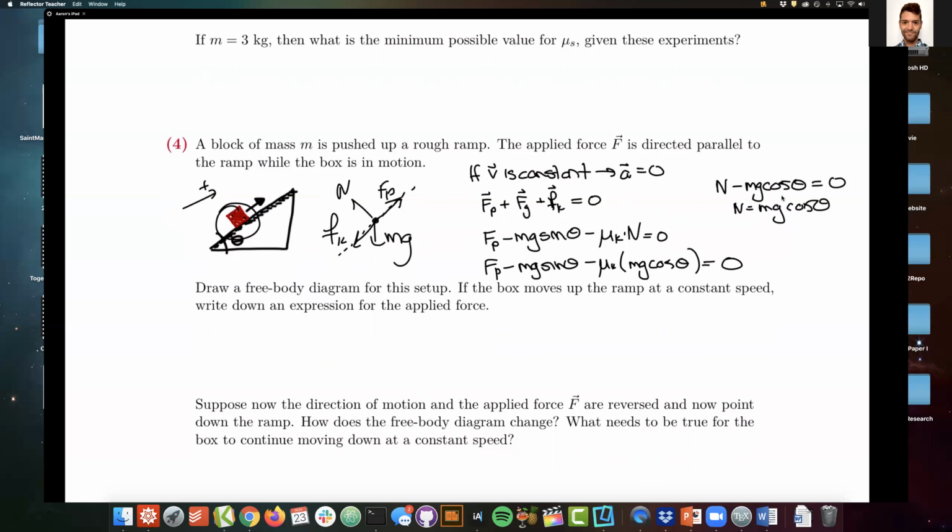What are we looking for? Write down an expression for the applied force. Okay, so we're done. So then it's mg sine theta plus mu k mg cosine theta.